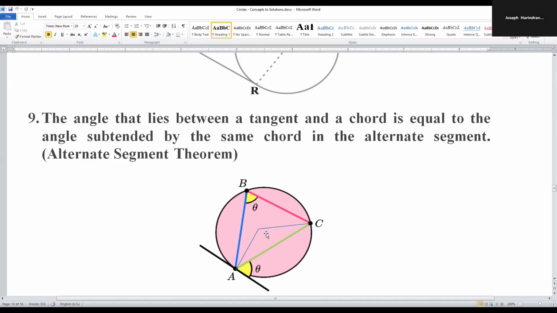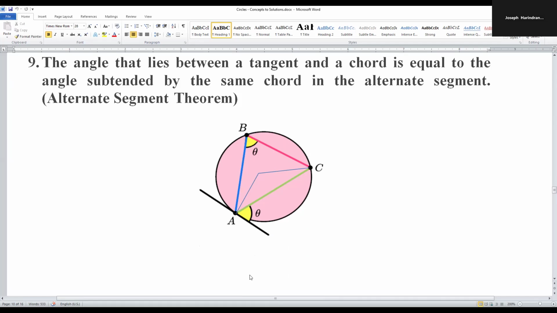Now, by one of the theorems which you have learned in 9th standard, the angle subtended by a chord, an arc, at the center, by this arc AC at the center, is double the angle subtended by the same chord at the remaining part of the circle, that is ABC. So 2 theta means angle ABC should be half of that, which is equal to theta itself. And thereby we have proved the alternate segment theorem.